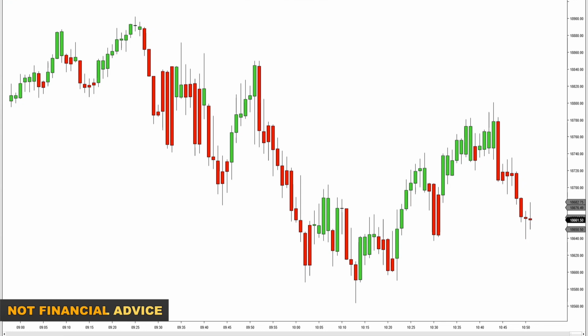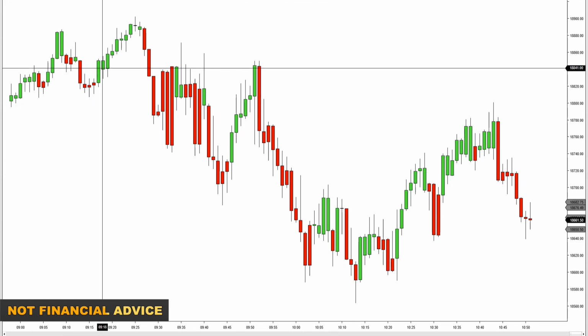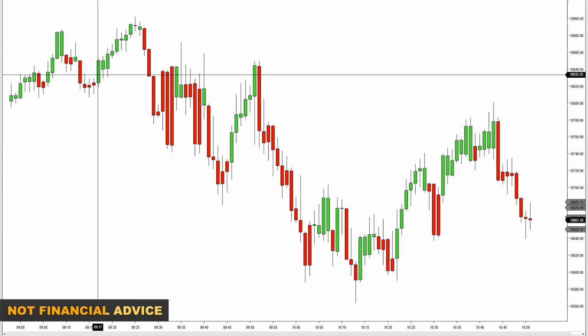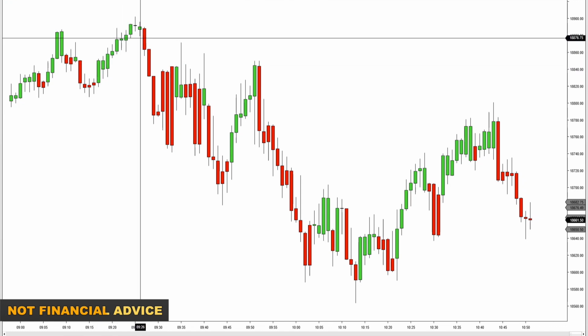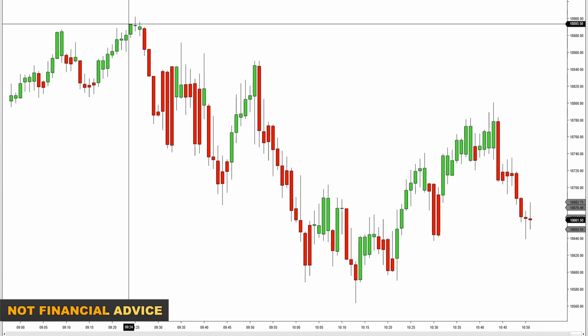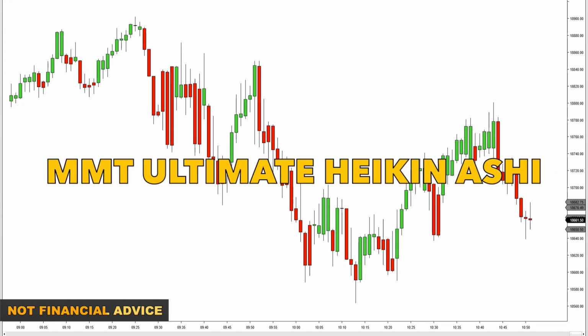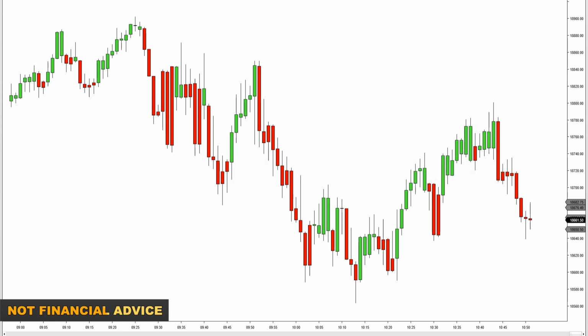In this video, I'm going to show you a very simple strategy based entirely on the Heikin Ashi. What you're looking at is a 1-minute chart. These candles are color-coded depending on if we have a green Heikin Ashi candle or a red Heikin Ashi candle. And I'm able to view the state of the Heikin Ashi on the regular candlesticks thanks to a very special indicator that I created called the MMT Ultimate Heikin Ashi. I'm going to go over exactly how I trade this in just a little bit.